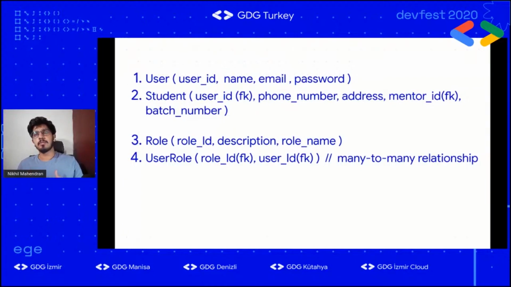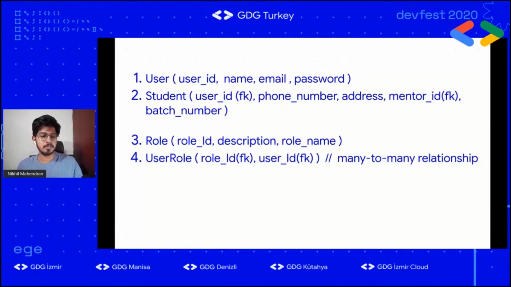Now we need to map which user has which role. So I have an association table called user role. It has two foreign keys. One maps to role ID and the other to user ID. So this is how we create a many to many relationship. So a role can be mentor and the user can be Nikhil. Nikhil is a mentor. So we do mapping like that.